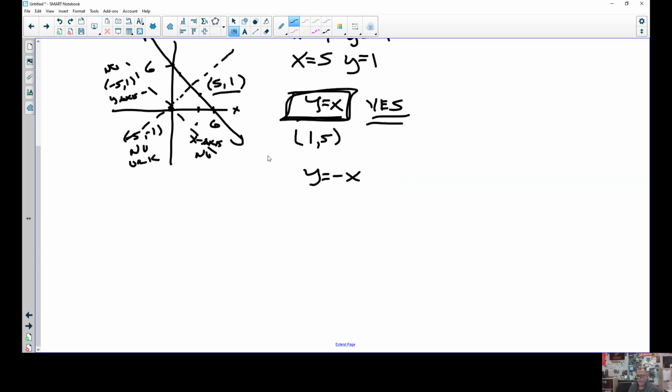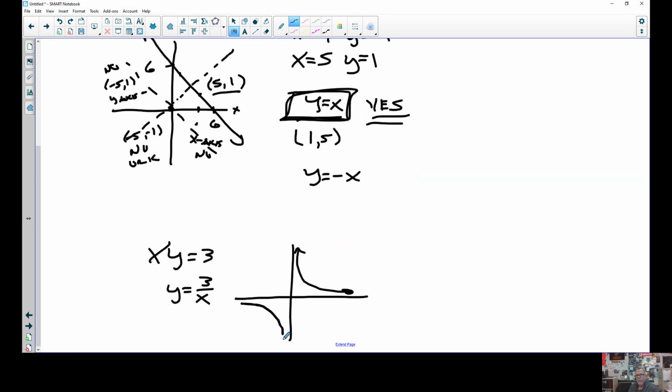If we want to find out any symmetries, let's say, x times y equals 3, I want to think of this as y equals 3 over x. Y equals 3 over x, we know, is like this, right? Because that's our 1 over x graph times 3. So we know that at x equals 3, we would be at 1, right? So 3, 1 is on this graph.